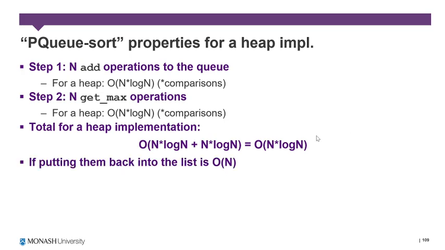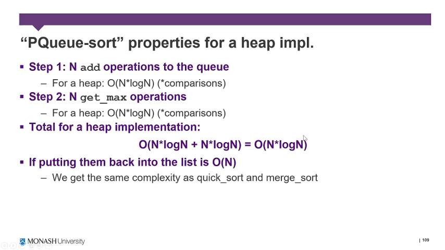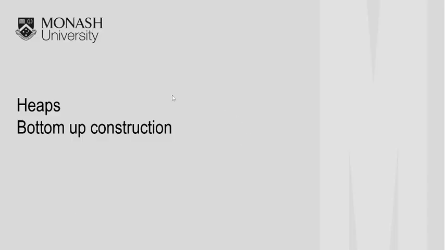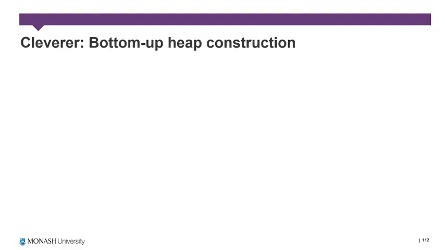And if we say putting them back into the list is O(n) as well, then it's pretty much the same complexity as quicksort and merge sort, particularly in the case of quicksort on its best case. So the advantages of priority queue sort: it works well with any implementation of priority queues. It requires n space for the new queue. The disadvantage is the heap construction, which is done in n log n time. So let's look at a different approach, perhaps doing a bottom-up construction.